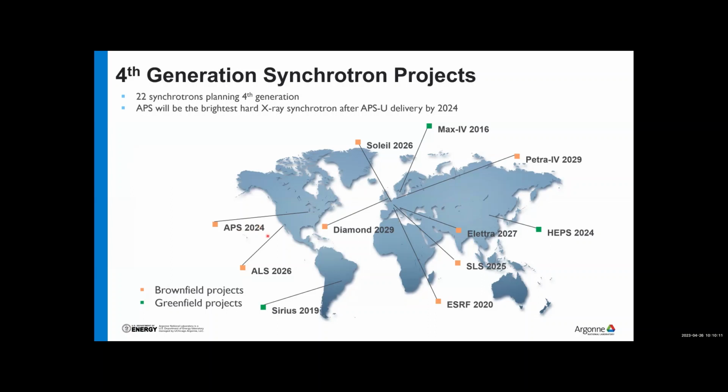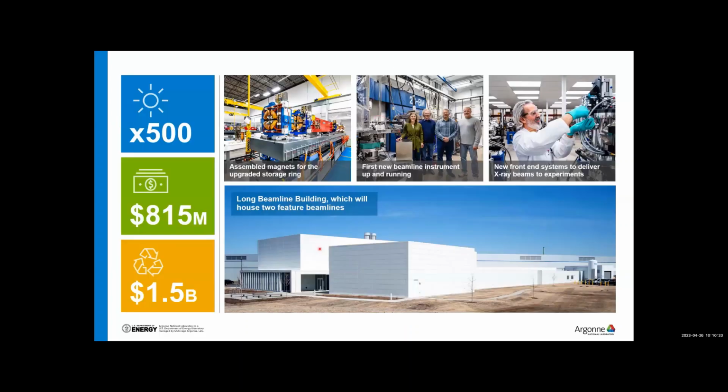So the APS, when we are done with the upgrade next year, will be the brightest hard X-ray synchrotron in the world, and, because we have 68 experimental stations, will generate a huge amount of data that needs to be analyzed pretty much in real time. So we'll talk about that in a minute. The goal of the upgrade itself is to increase the brightness by a factor of 500 in the hard X-ray regime. This is at photon energies that are typically above 10 kilo-electron volts.